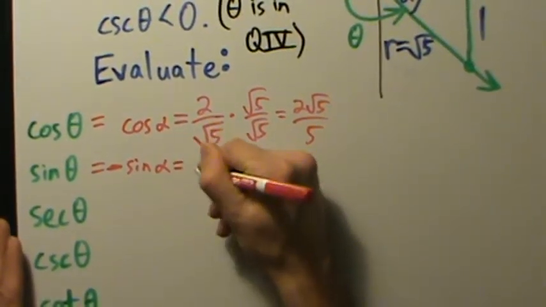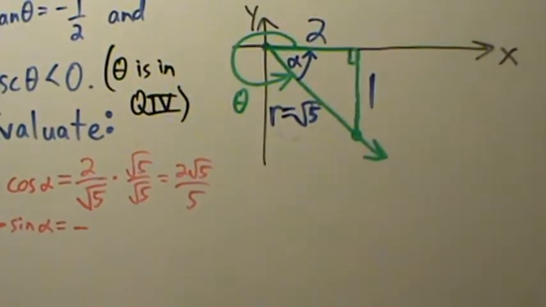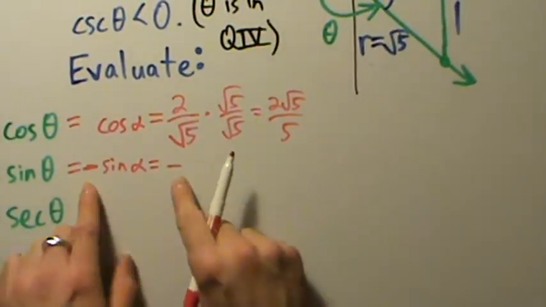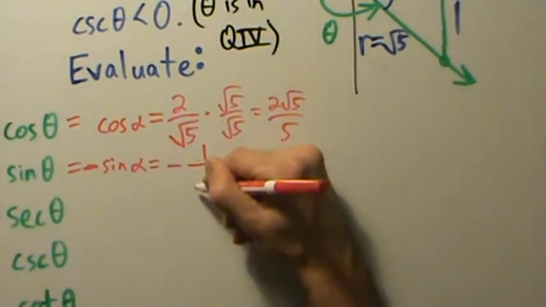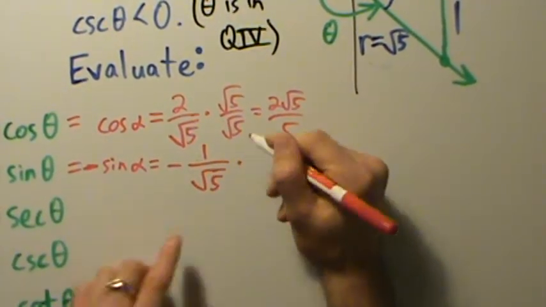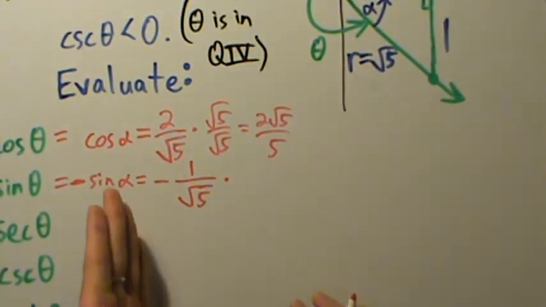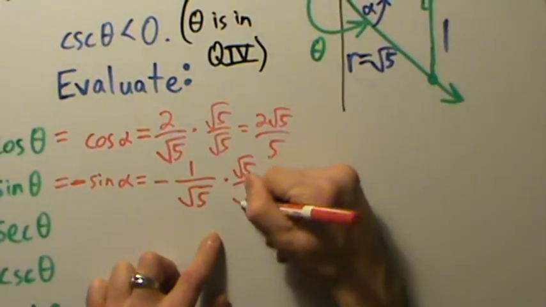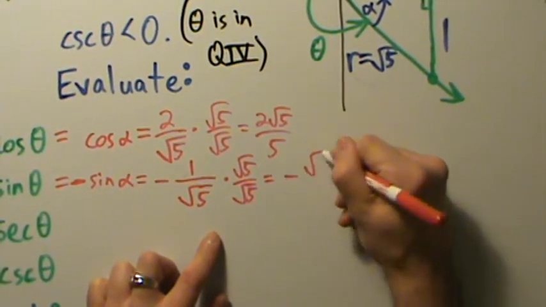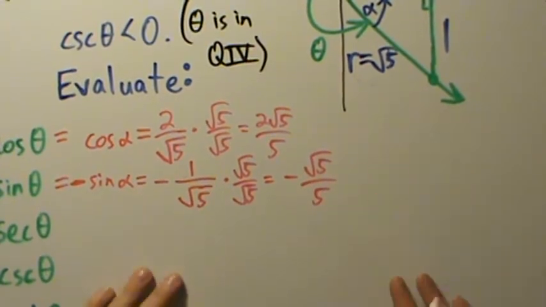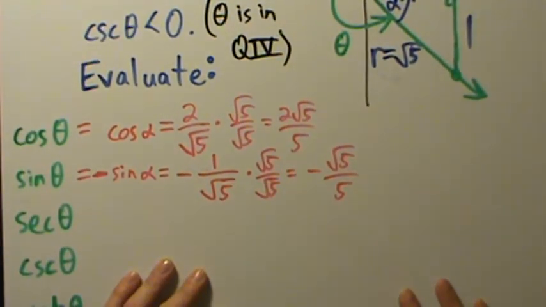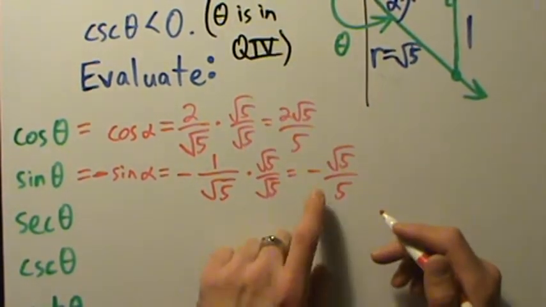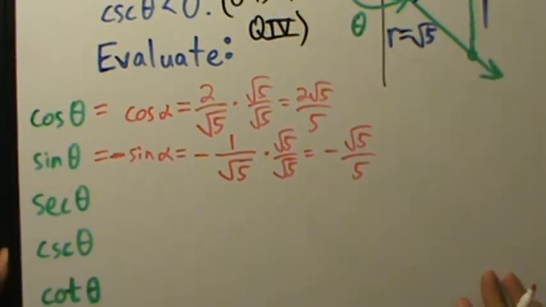So now this is negative what? What is the sine of alpha? Sine of alpha is opposite over hypotenuse, 1 over root 5. So negative 1 over root 5. Which is a perfectly acceptable answer, but if you have to rationalize or if you insist on doing it, multiply by root 5 over root 5, and the answer is negative root 5 over 5. Negative 1 over root 5, to me, is a little more simplified, but if you want to rationalize the denominator, you'll end up with this. So that's the answer for sine of theta.